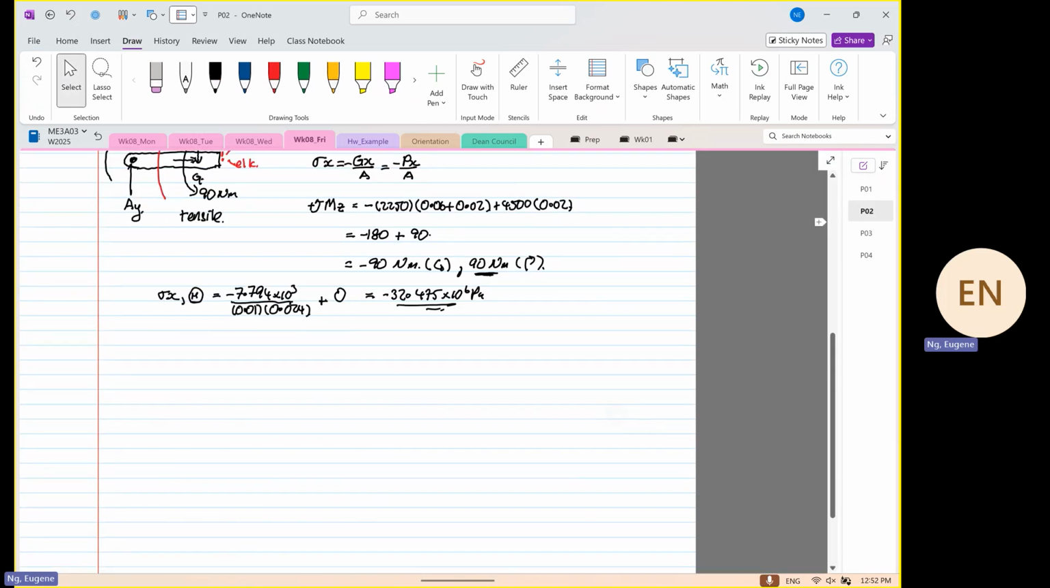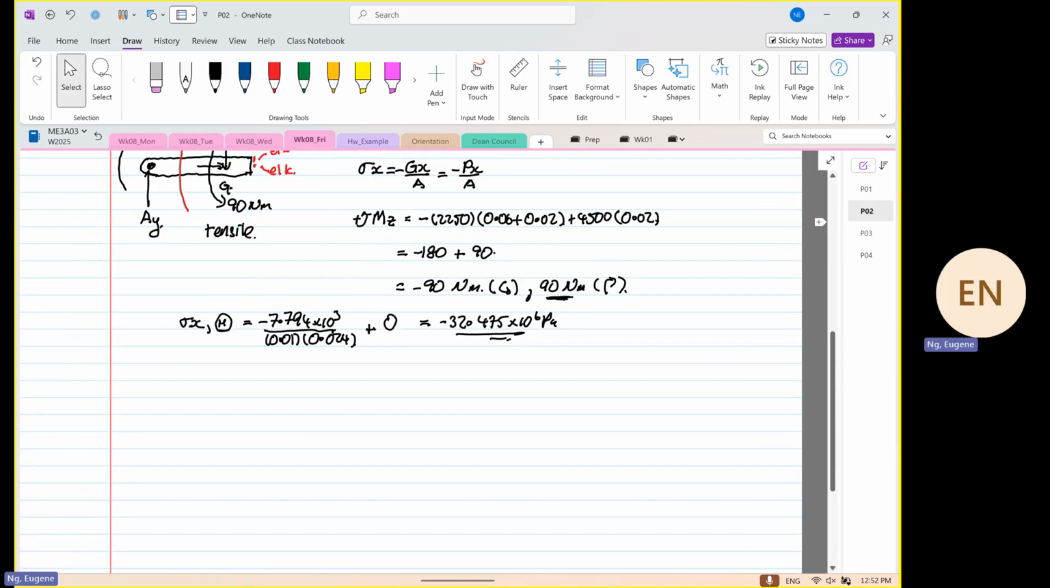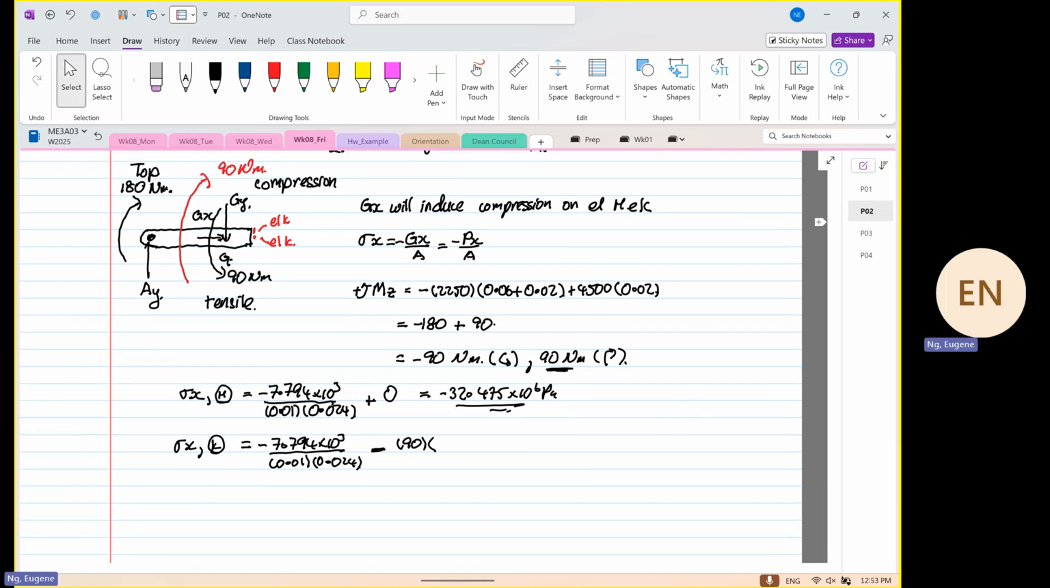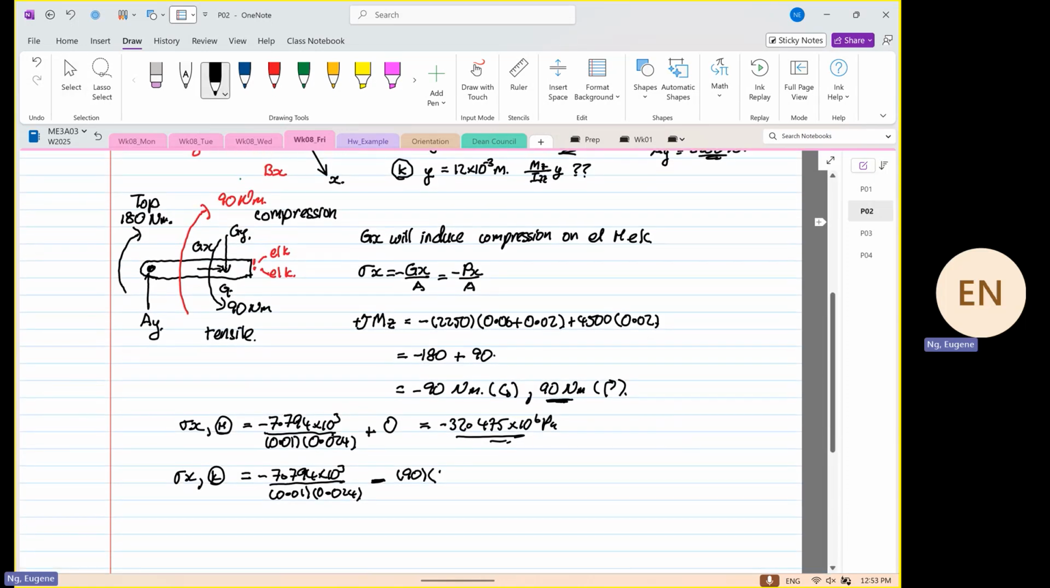Coming back to here, next, we are going to look at element K. So Px over A is still going to induce a compression. Now we know our moment. Now already we know that element K is going to generate a compression. You put a minus sign over there, and then you multiply by 90. For element K, the y distance is 12 times 10 to the power minus 3.